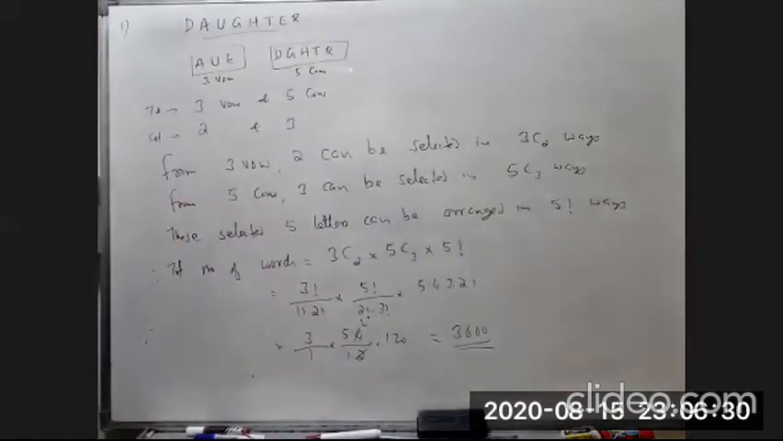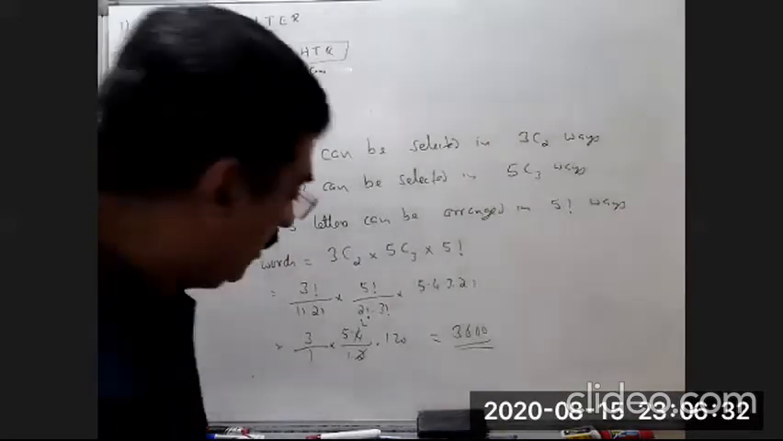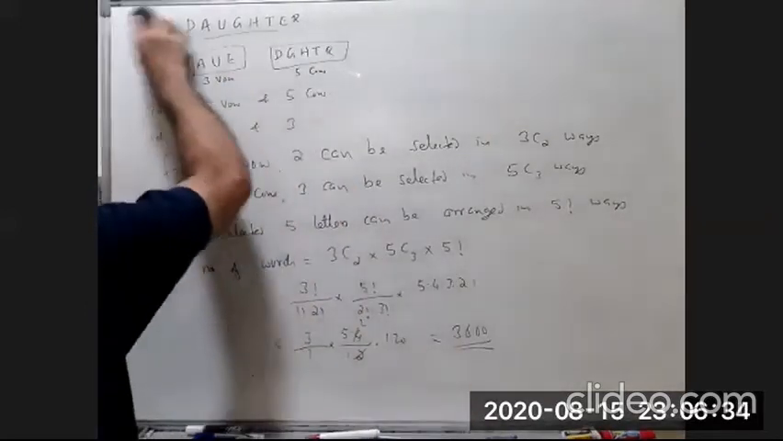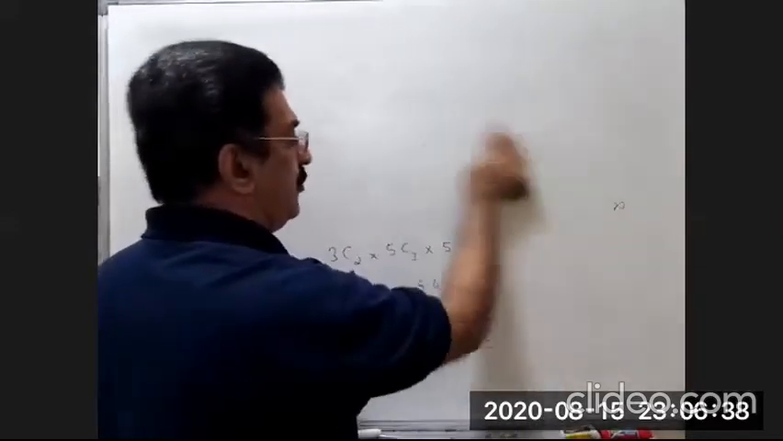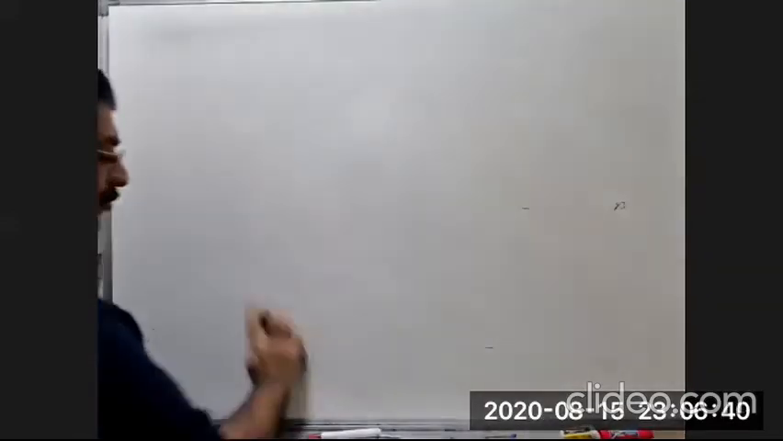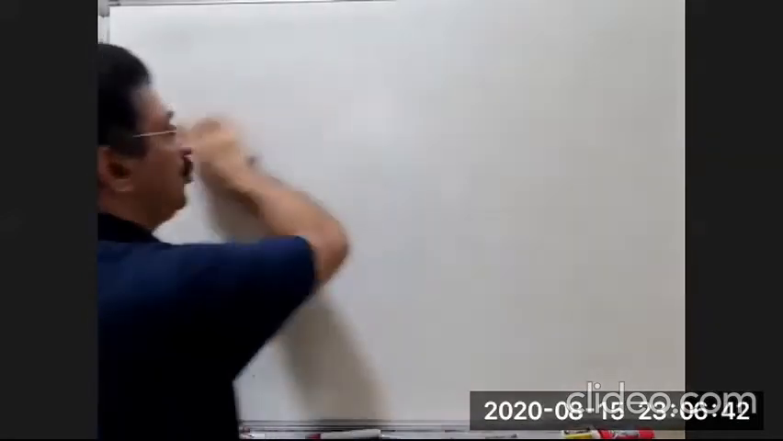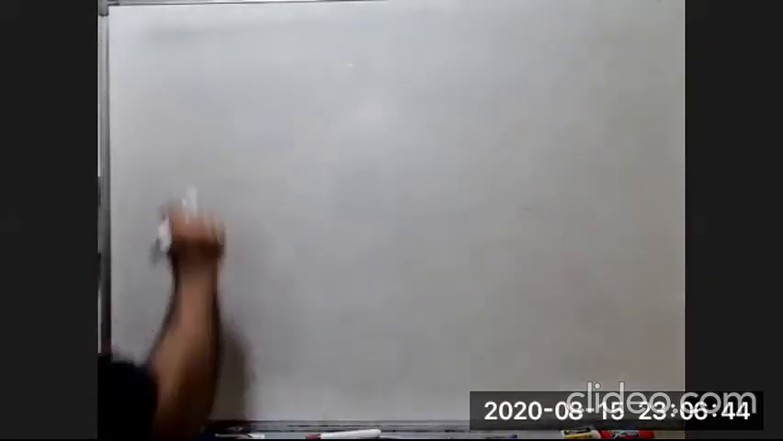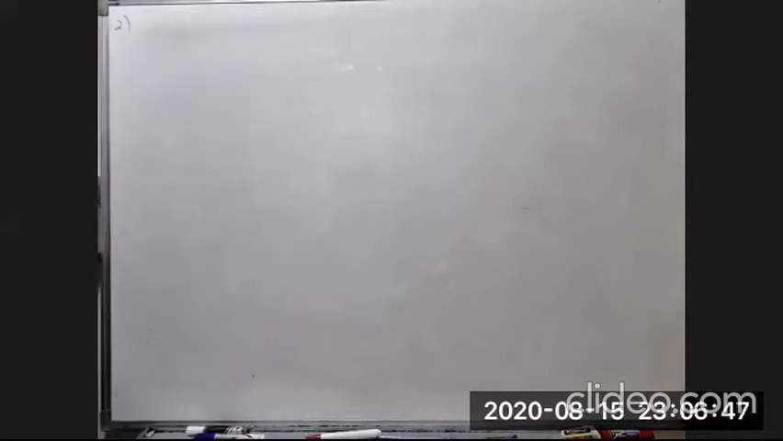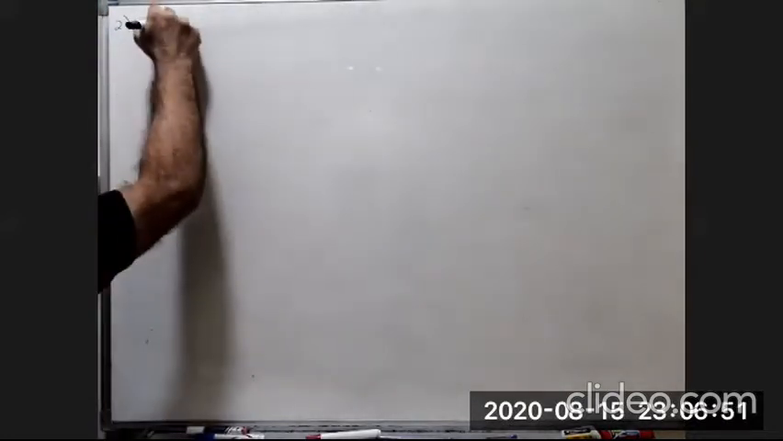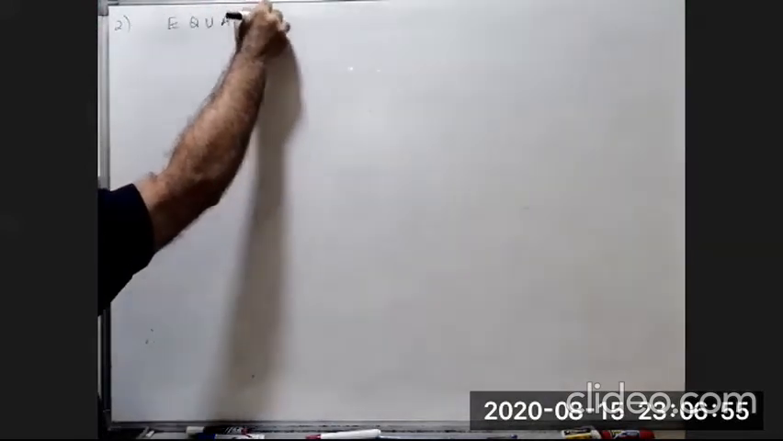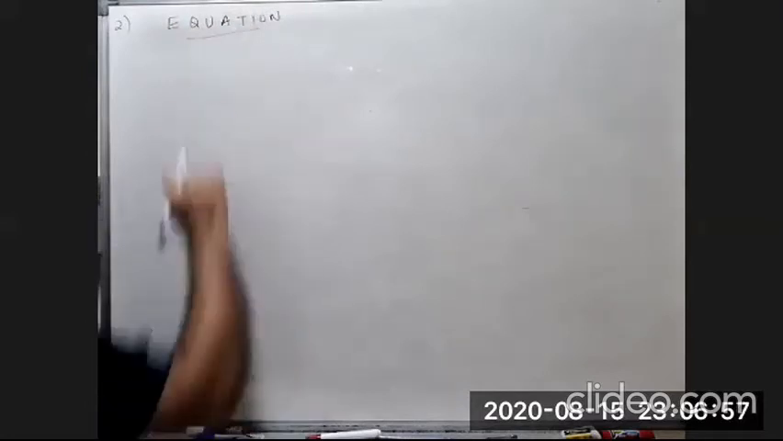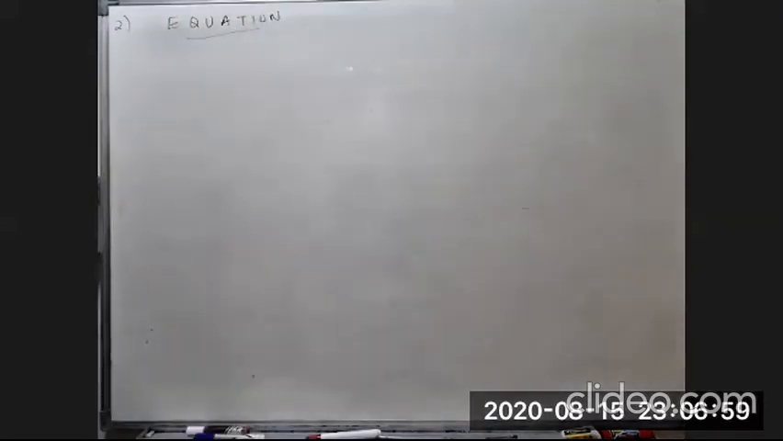Now, question number 2. Again, how many words with or without meaning can be formed from the letters of the word EQUATION. Question number 2. Letters of the word EQUATION. The given word is EQUATION. Here, the conditions.